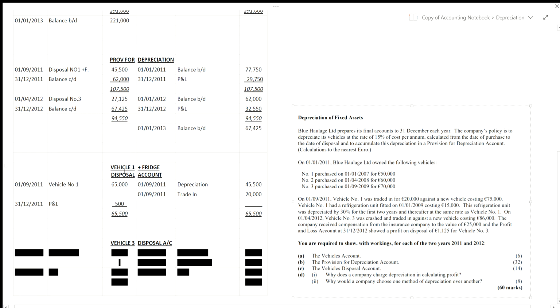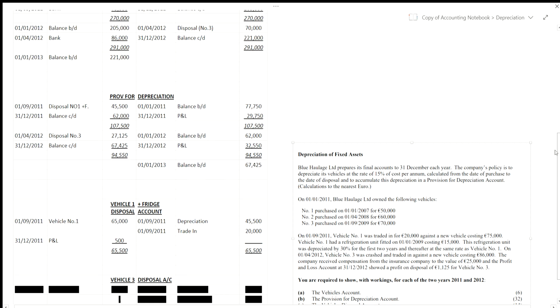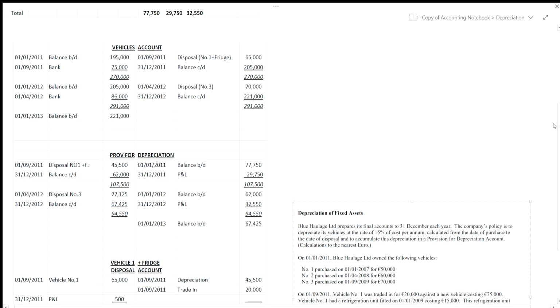So vehicle number 1 in the fridge, the disposal account is very easy to start, because if you go up here, this is my vehicle number 1 and the fridge. This was their cost when I got rid of them, and this was their depreciation for vehicle number 1 in the fridge when I got rid of them.